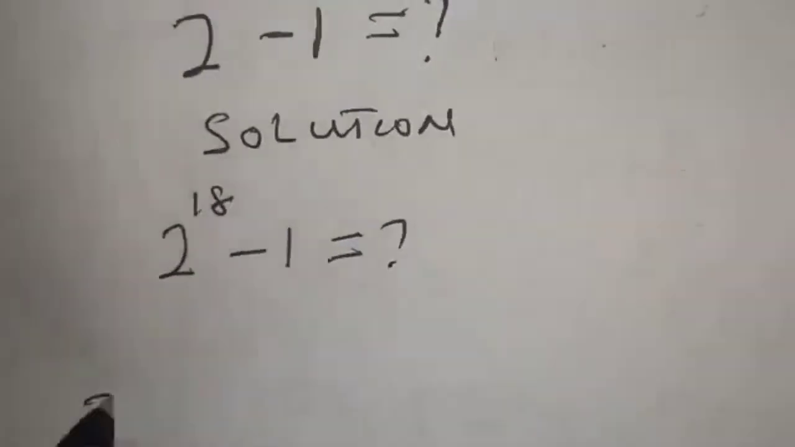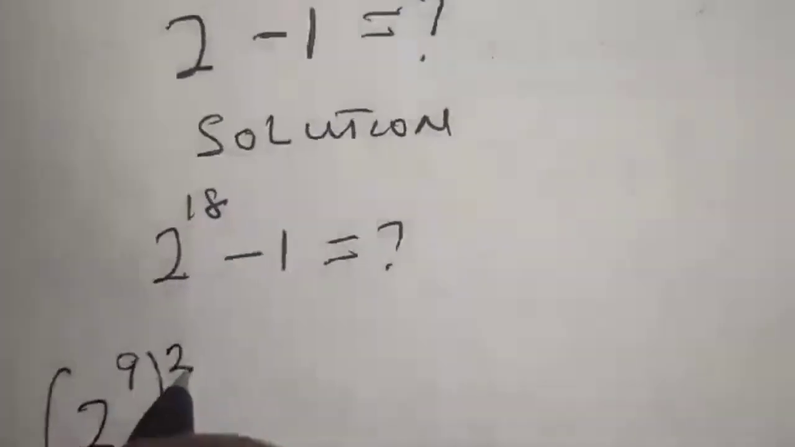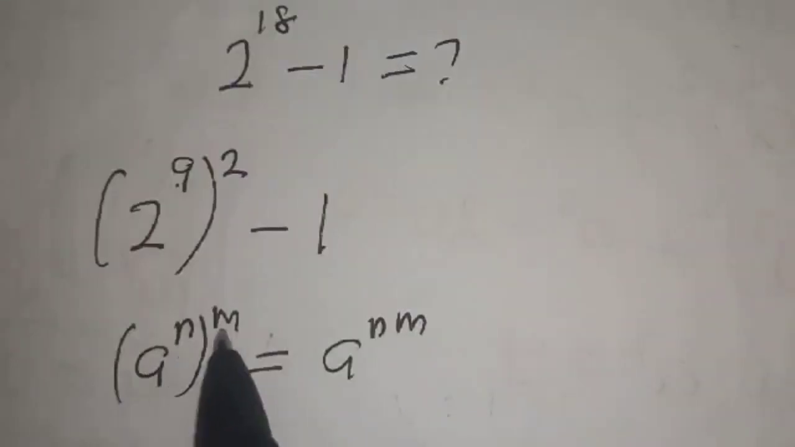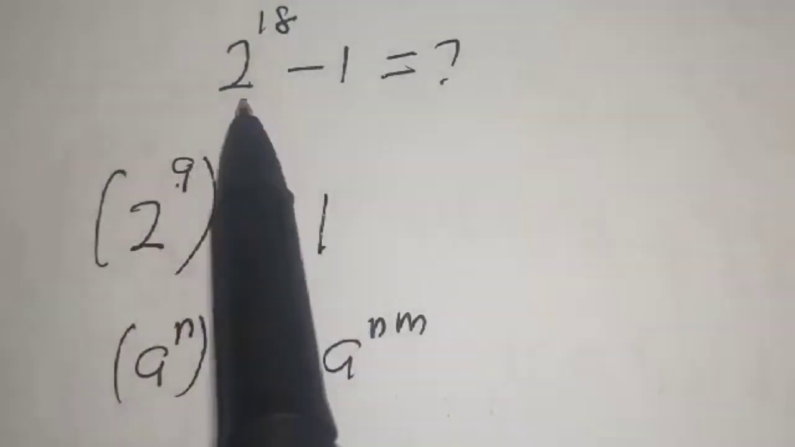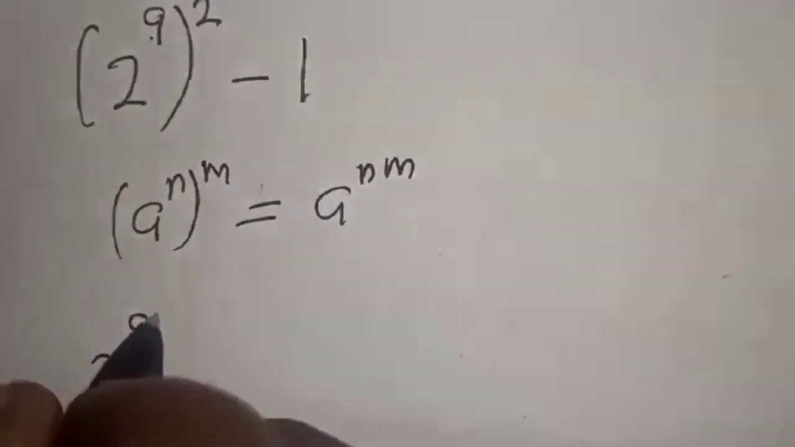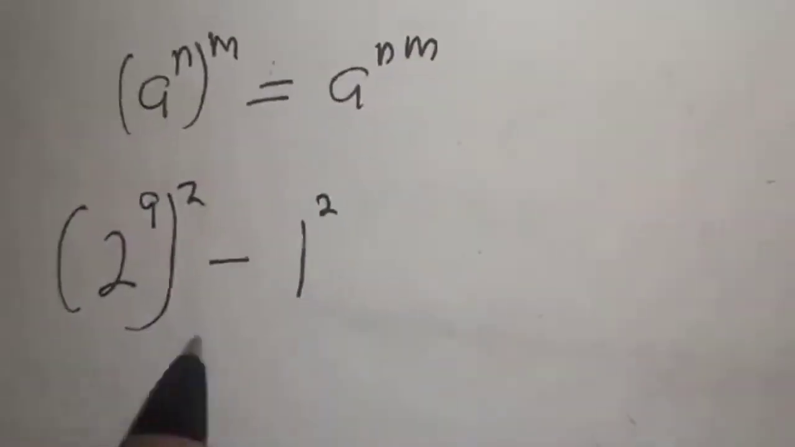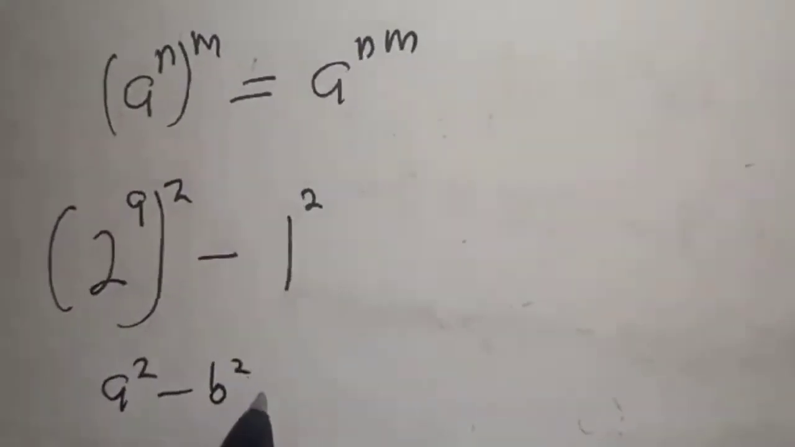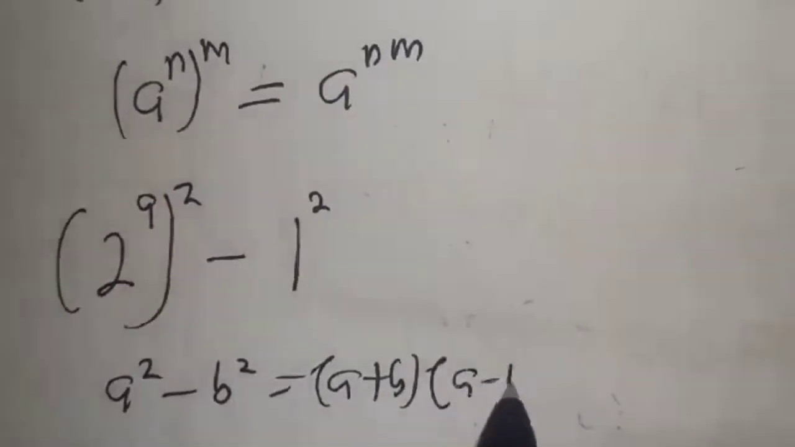2 raised to power 18 is the same thing as 2 raised to power 9, raised to power 2, minus 1. A raised to power n raised to power m is equal to a raised to power nm. If you multiply 9 times 2, it's going to give you 18 back. So 2 raised to power 9 squared minus 1 is the same thing as 1 squared. This is a difference of 2 squares. a squared minus b squared is equal to a plus b multiplied by a minus b.